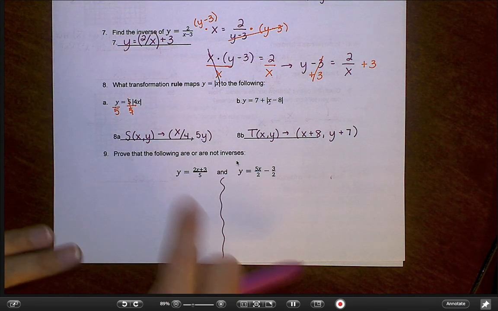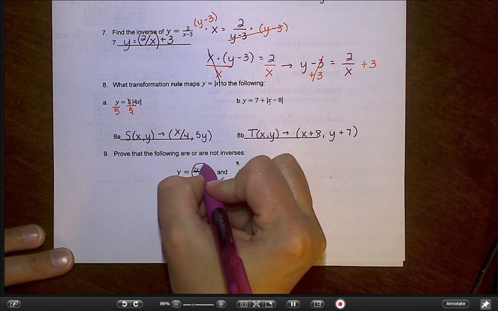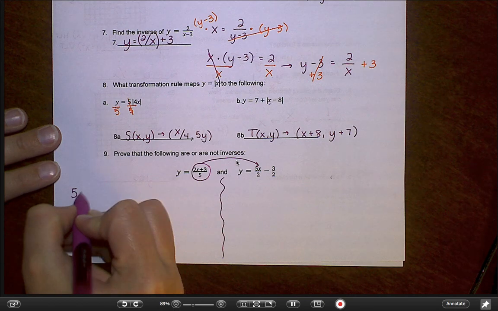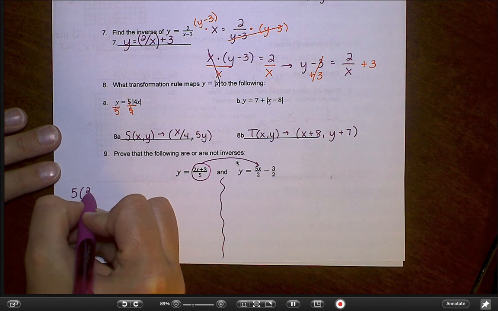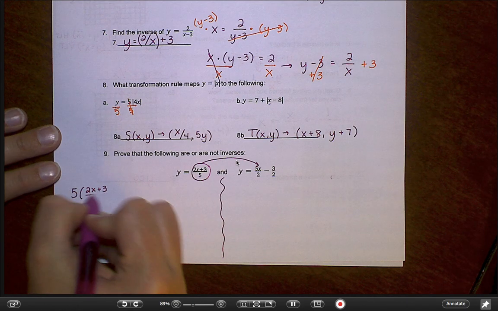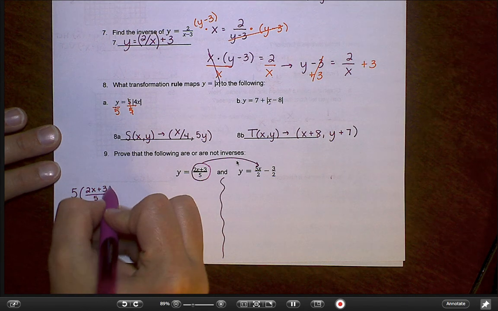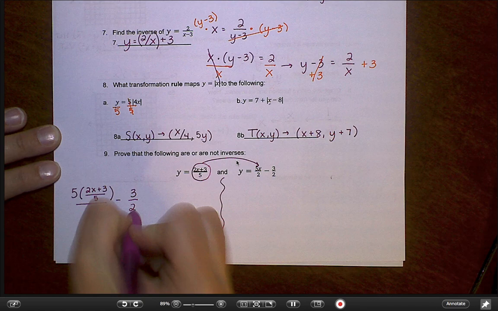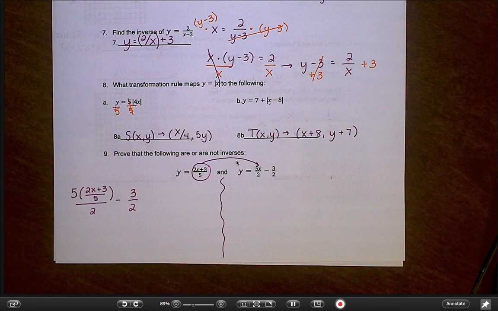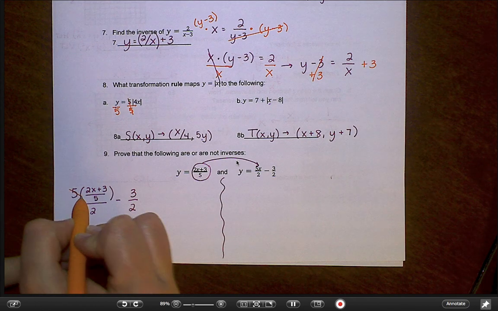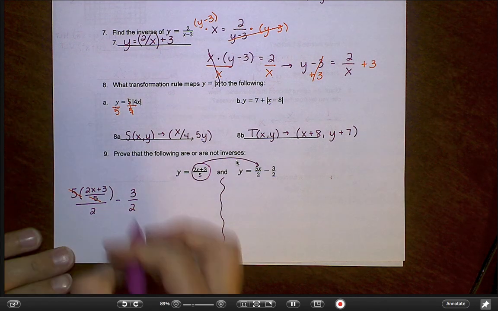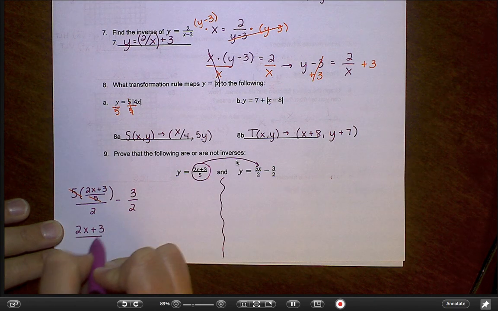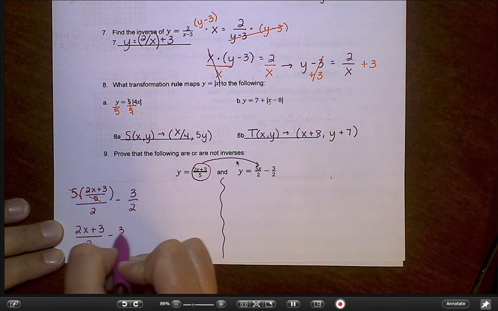So I'm going to start by plugging this function in over here. Okay, so that's going to look like this. 5 times (2x plus 3) over 5, all over 2 minus 3 over 2. Tried to get all those fractions inside fractions there. I can see right away that these 5s are going to cancel, which is kind of nice, right? And so then I am left with (2x plus 3) over 2 minus 3 over 2.